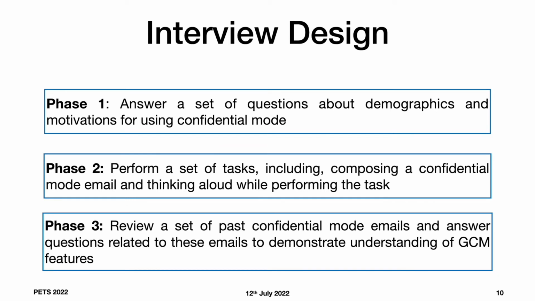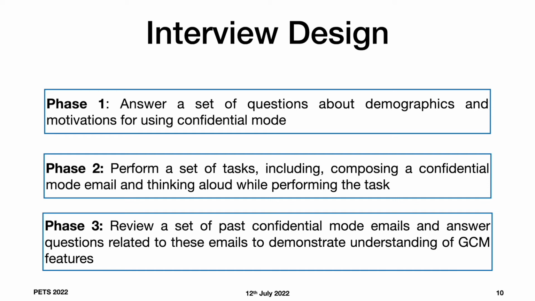In the last phase, the participants were asked to review their past confidential mode emails and answer a set of questions related to these emails. We investigated whether the participants understood the features of this mode for achieving confidentiality. These include setting an expiration date on the content, requiring an SMS passcode, revoking message access before expiration date, and preventing the recipients from forwarding, downloading, or printing the content and attachments of the emails.